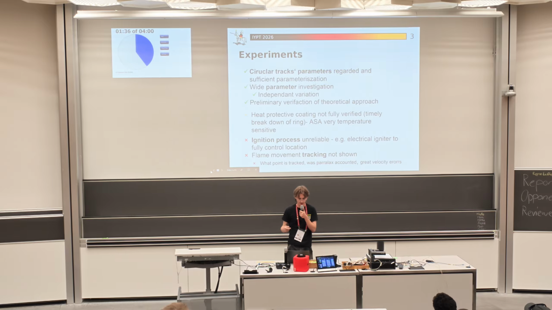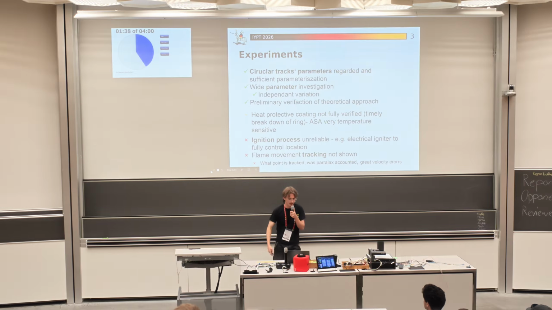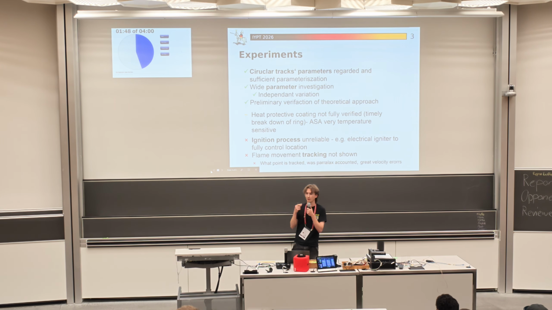So moving on to the experiments, we've seen that the circle track's parameters were regarded, and we've seen this parameterization all together with some optimization for the later parts, which we really liked. We've also seen a very wide parameter investigation with independent measurements for the geometry, also measurement of the temperature, and other parameters. We've seen the preliminary verification for our theoretical approach, so that we can see that the assumptions made could be justified, and we've seen this kind of heat protective coating, which we find is a good idea to try to protect the plastic inside of the ring from deformation due to the temperature.